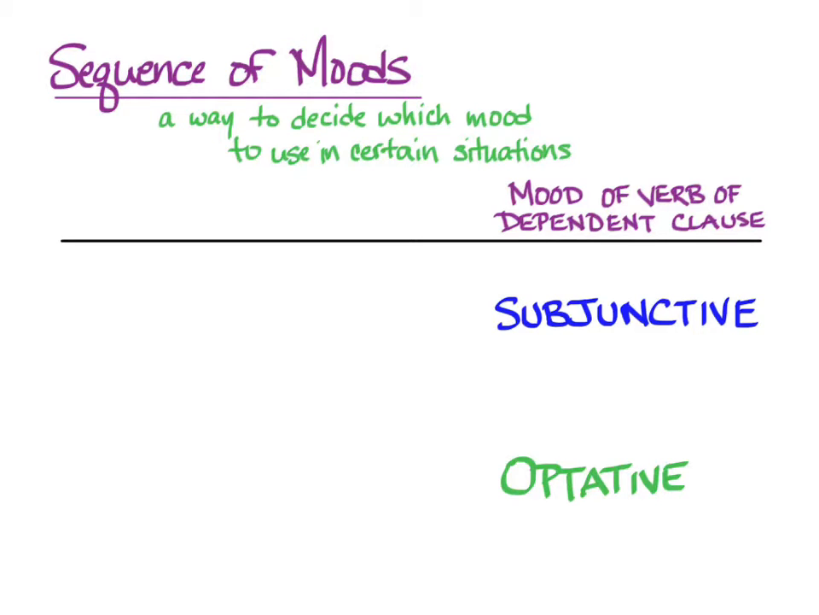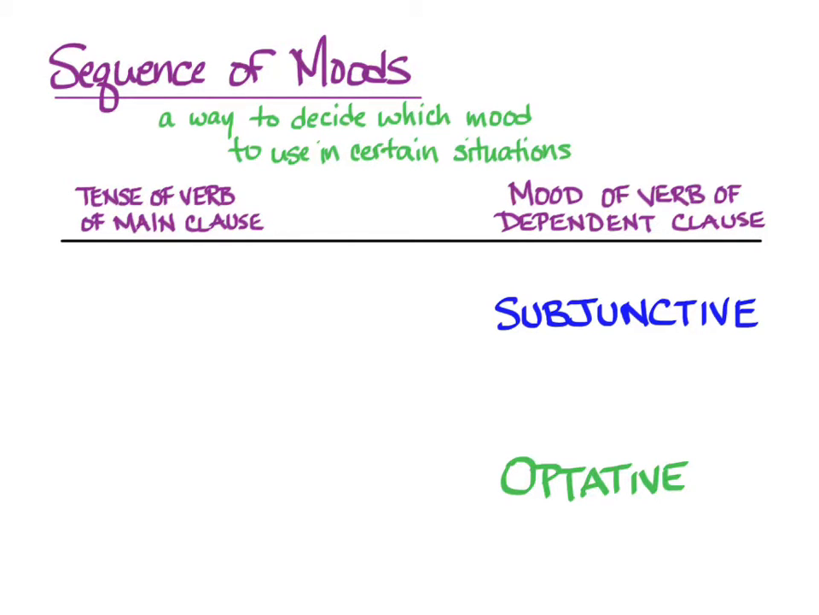A dependent clause, also known as a subordinate clause, is one that can't stand on its own. It needs to be part of a bigger sentence with a main clause that introduces it. To decide whether your dependent clause needs the subjunctive or the optative, according to the sequence of moods, you look at the tense of the main clause.